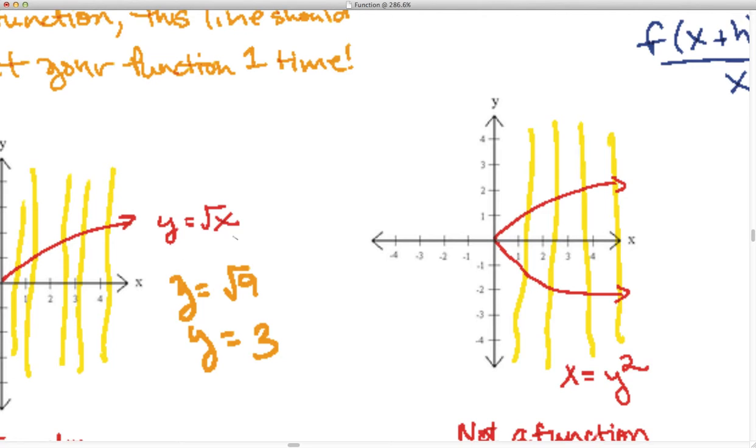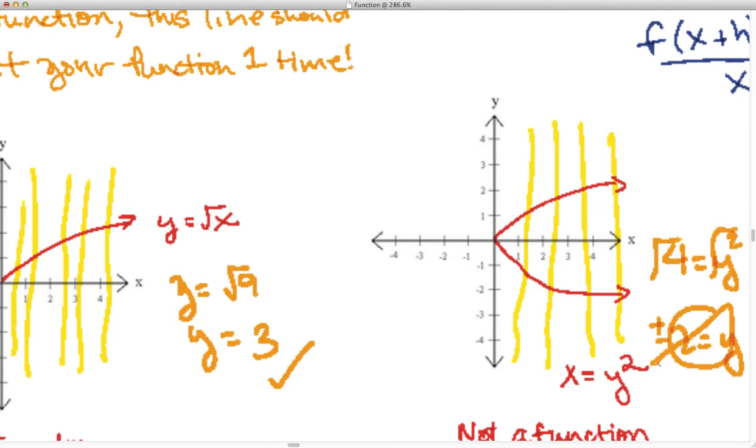Okay, notice I didn't have to square root both sides. It was already taken as the positive square root, so that's why I only have one answer here. Then yes, it's a function. But if you have something like this, where you actually have to square root both sides, then you get plus or minus 2 for the x value of 4. So because you got two y values there, that would not be a function.